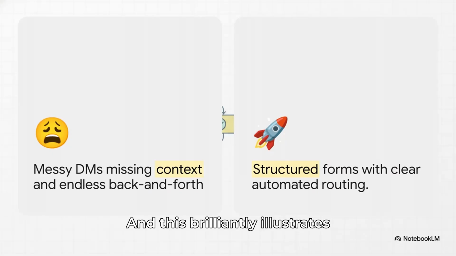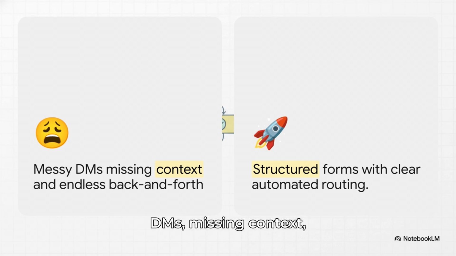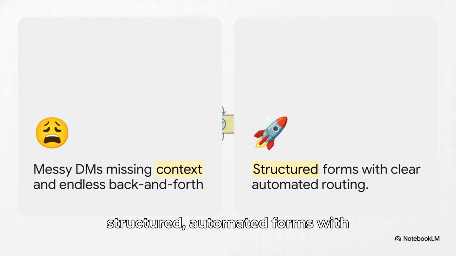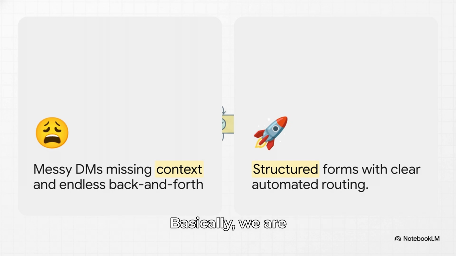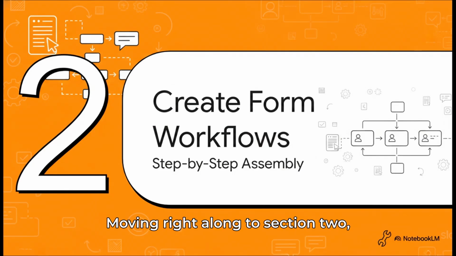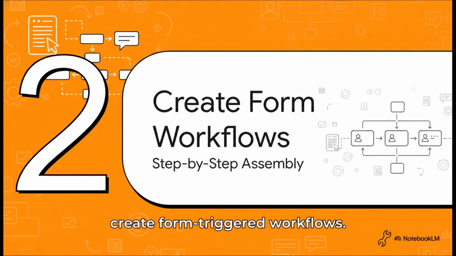And this brilliantly illustrates exactly what we need to change. We have to shift from that chaotic before state you see there, messy DMs, missing context, endless back and forth, to the after state, structured, automated forms with incredibly clear routing. Basically, we are taking the burden of triaging entirely off your IT team's shoulders and letting Slack do all the heavy lifting. Moving right along to Section 2, create form-triggered workflows.